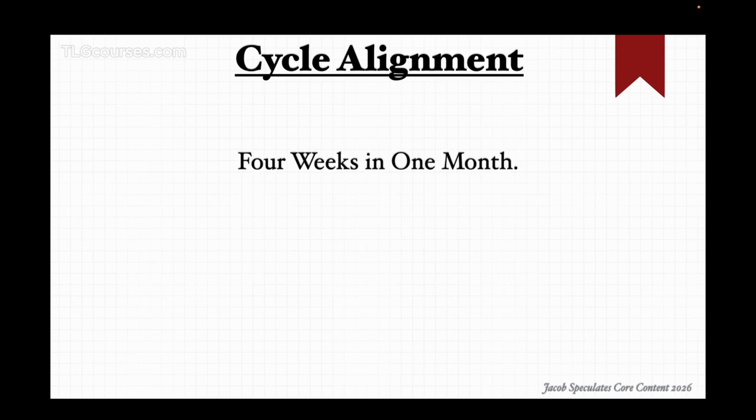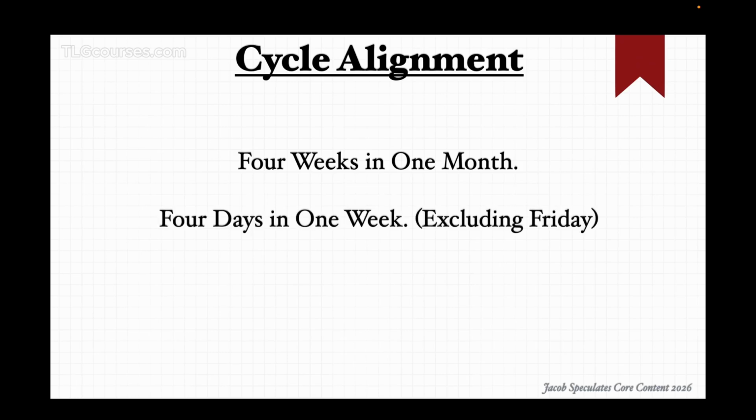So there are 4 weeks within 1 month. So each week is a quarter and the entire month is a whole. There are 4 days in 1 week, excluding Friday. So each day of the week is a quarter, and an entire week is a whole. And there are 4 sessions within 1 day. So each session is a quarter, and each day is a whole.